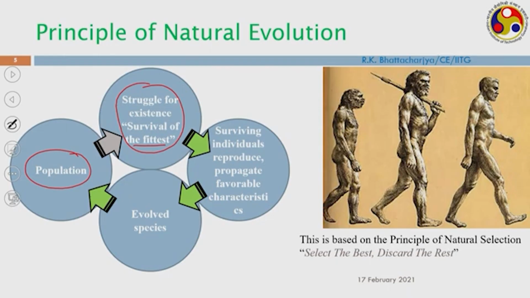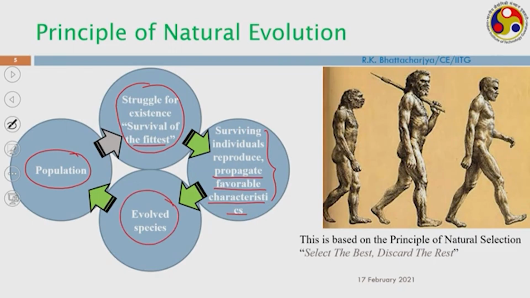Okay. Now, those who have survived, these surviving individuals reproduce. Okay. So, they produce their offspring, then they also propagate the favorable characteristics to the next generation, to their offspring. So, whatever favorable characteristics they have, I will also explain this in some of the slides. So, they propagate the favorable characteristics to their offspring, and this is known as evolved species.